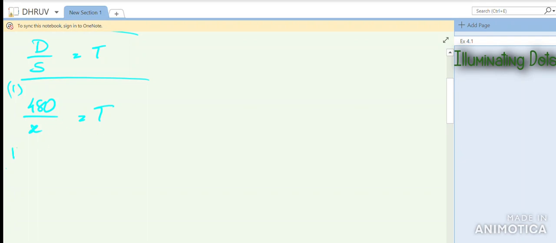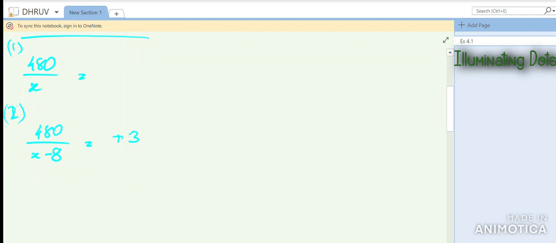The second case is the speed was reduced by 8 km per hour. So the distance remains the same, 480. Now speed was reduced by 8 km per hour, that is x minus 8, and time was increased by 3, so t plus 3. Since we are not taking t as the variable, I am just erasing it now because we do not need t here. It was just for explaining purposes. I know I am confusing you, but okay.